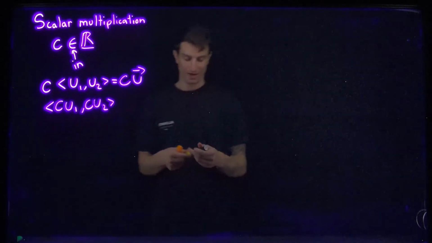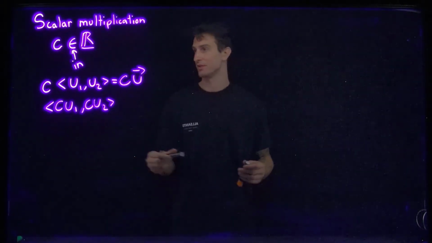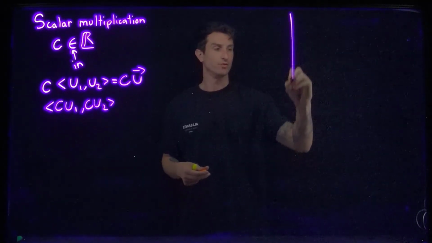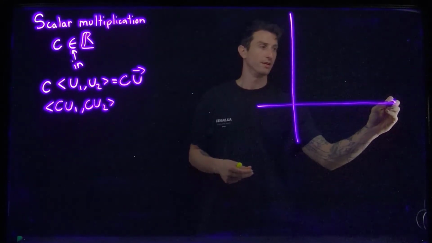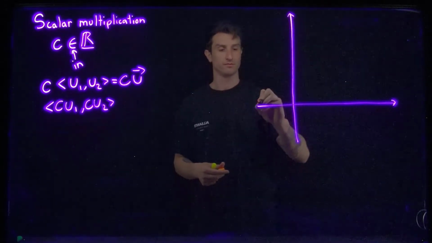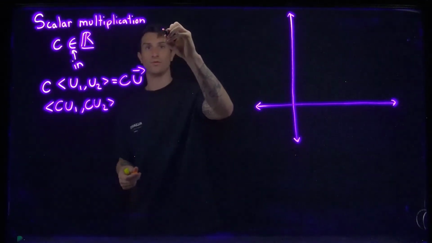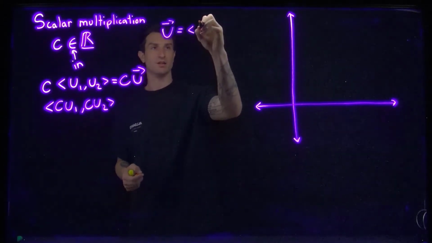So I'll draw a graph over here. Let's go ahead. We'll keep using this color. We'll do a few examples. And let's just take vector u to be equal to, let's just do an easy 1, 2.